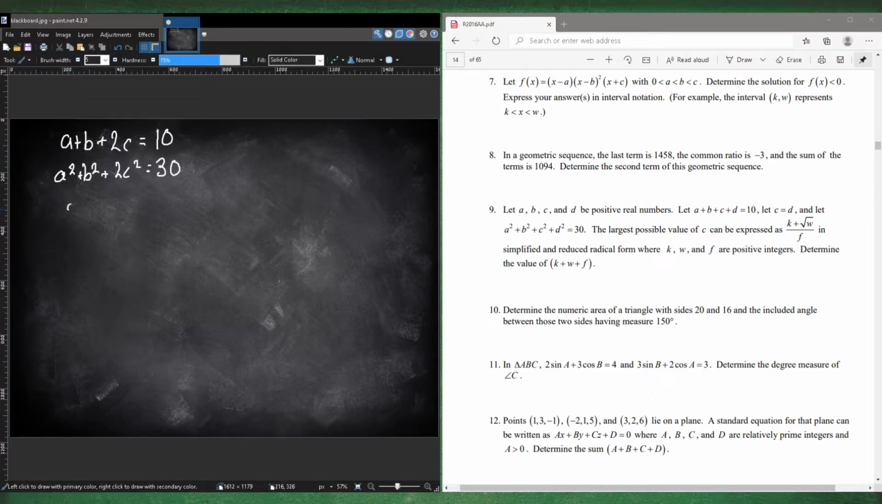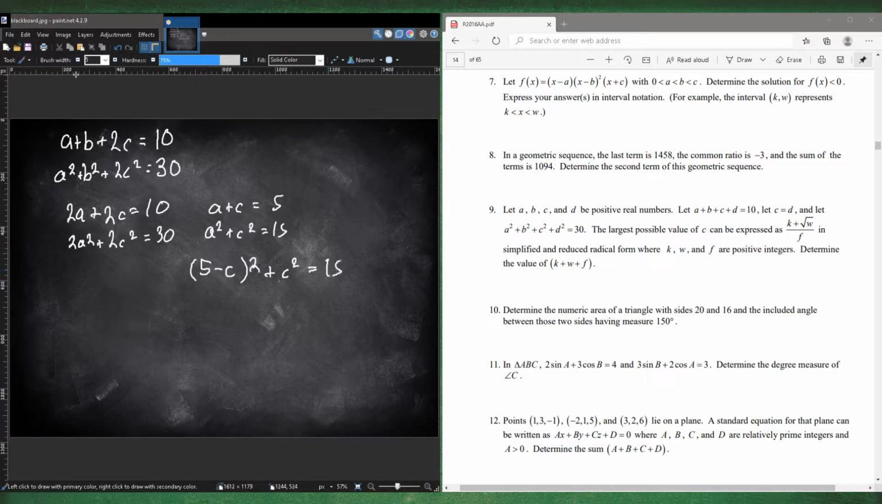So if B is equal to A, we have 2A plus 2C is equal to 10, and 2A squared plus 2C squared is equal to 30. So that gives us that A plus C is equal to 5, and A squared plus C squared is equal to 15. So we can substitute A with 5 minus C, so we get 5 minus C squared plus C squared is equal to 15, right? So now we have everything in terms of C, so we can just find C.